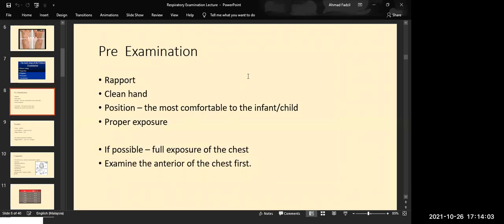And before examination, as always, you have to build rapport with the child and with the parent. That is standard practice. You can't examine any patient if you don't have rapport with them. In children, you have to have rapport with their parents, because if you don't have rapport with the parents, the children will become easily agitated and more hostile to you. You have to understand children, they sense if you are unable to make rapport with the parents.